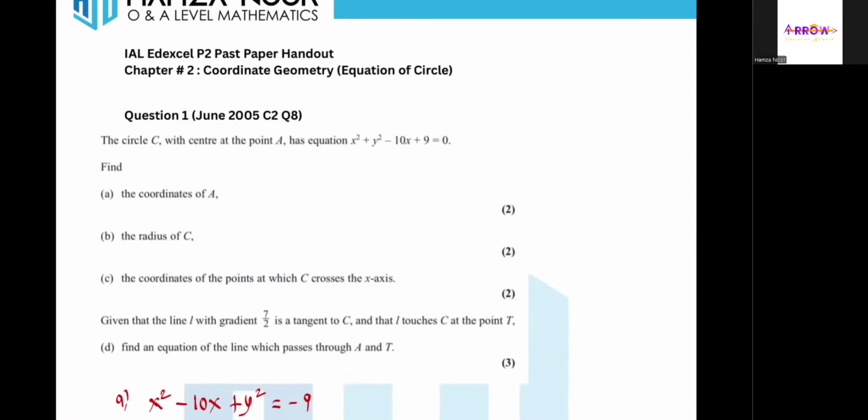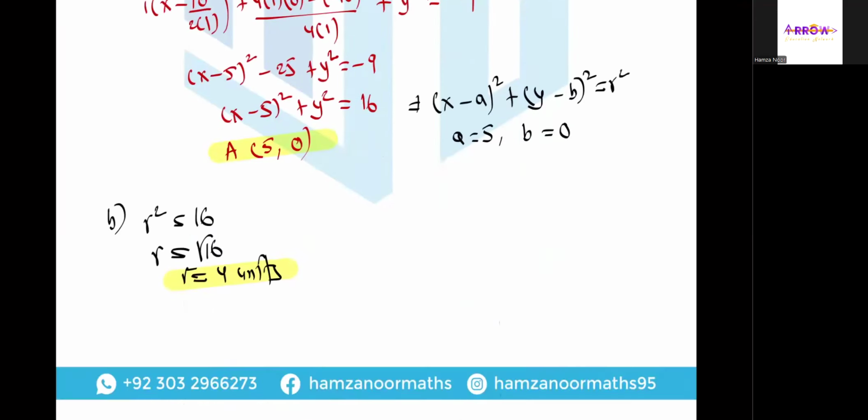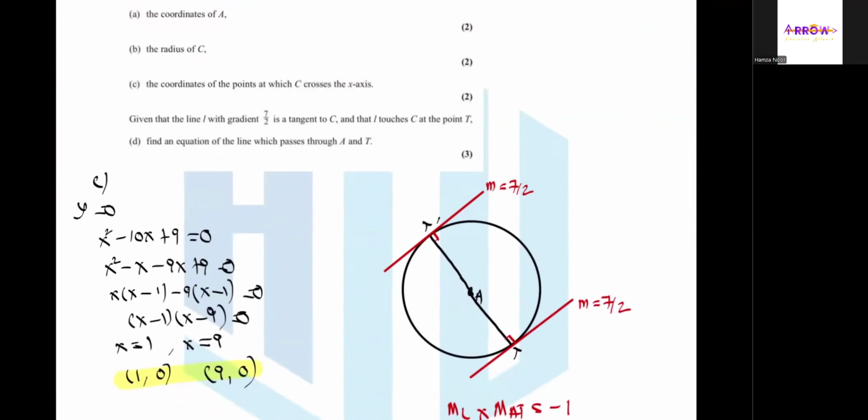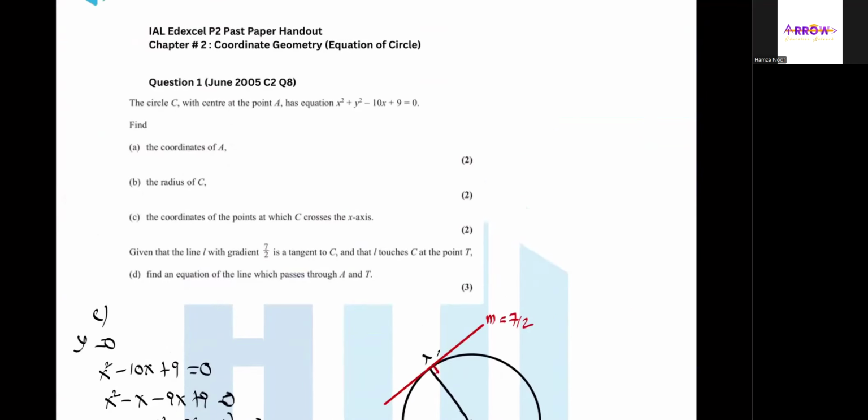Then we have part C, which says that you need to find the coordinates of the points at which the circle crosses the x-axis. So very simple. At x-axis, y is always equal to 0. Okay. So we have kept y is equal to 0 into the equation of the circle.